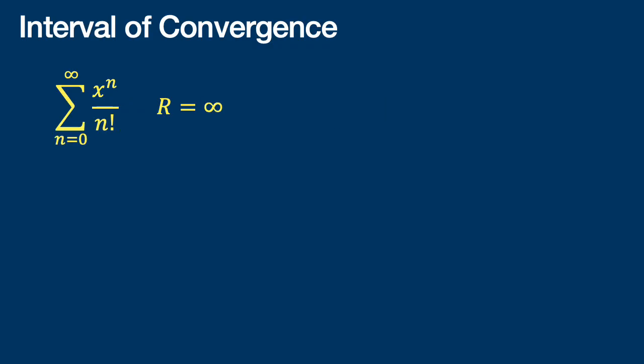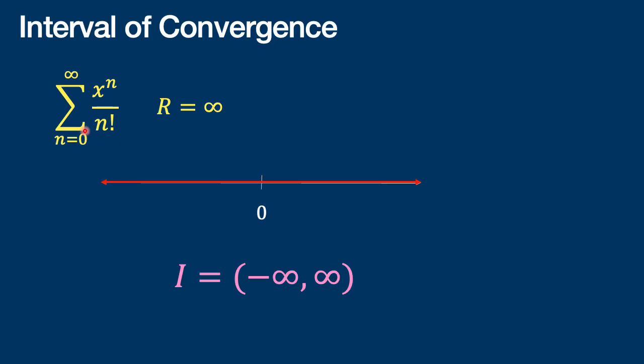Let's have another example, with radius of convergence infinity. This power series has radius of convergence infinity. What do you mean by that? Radius of convergence infinity means this power series converges for all real numbers. On the number line, the center is 0, and with radius infinity this series converges for all real numbers. So how can we write the interval of convergence? Negative infinity to positive infinity.